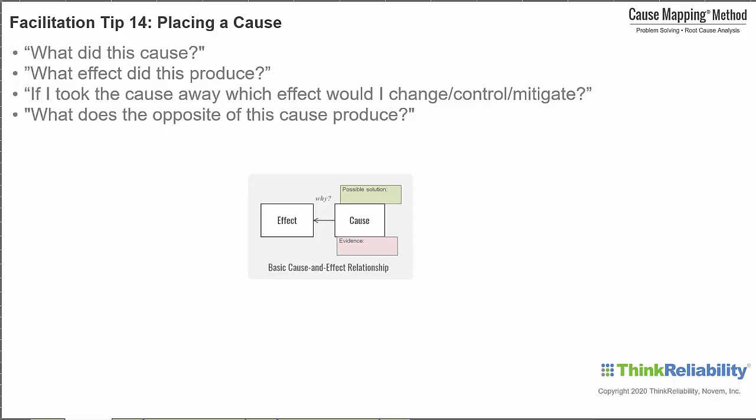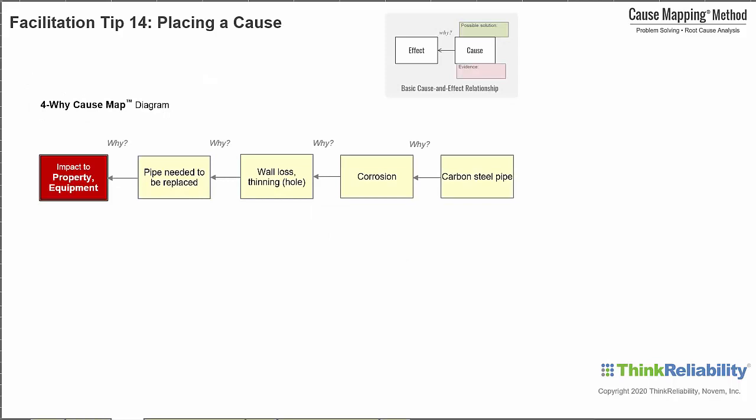These are the questions that will help you locate where that cause should fit into your diagram. Two of the more obvious questions are, what did this cause? So when you're looking at your parked cause, asking, what did this cause? Or what effect did this produce? Additionally, there are a couple other questions that, for me, are just not as intuitive, so I want to cover those as well. Those include, if I took the cause away, which effect would I change, control, or mitigate? As well as, what does the opposite of this cause produce? I realize that's a little bit confusing.